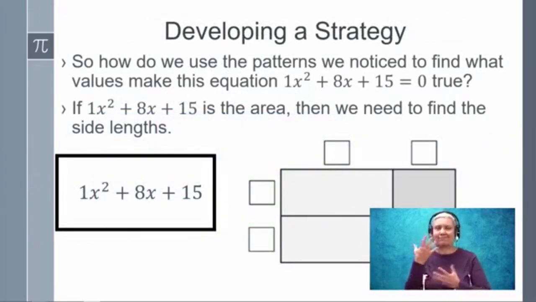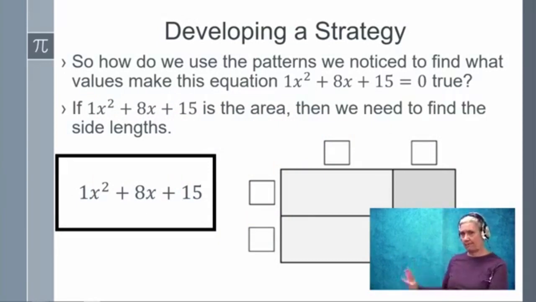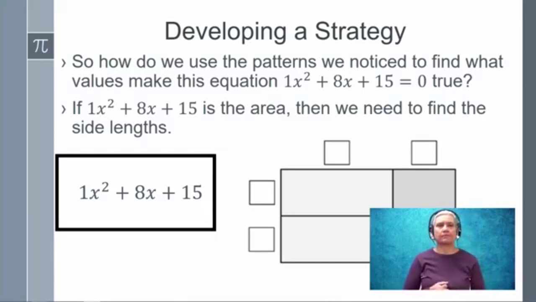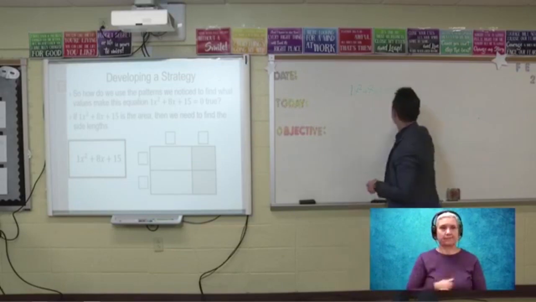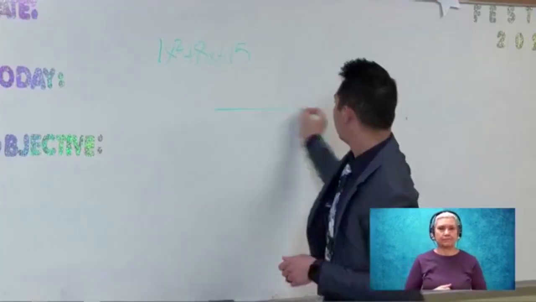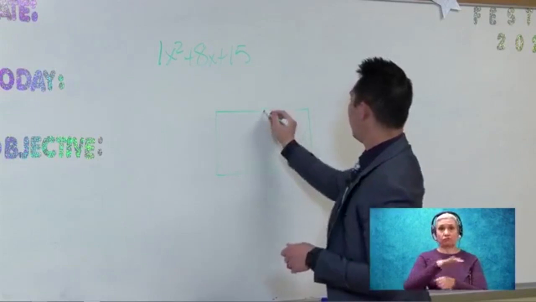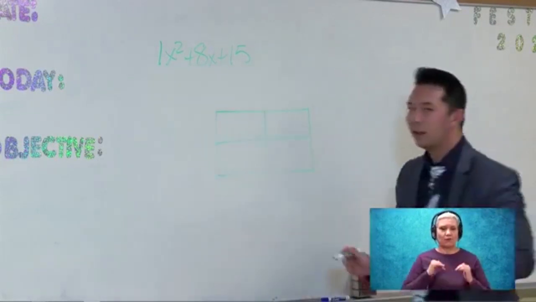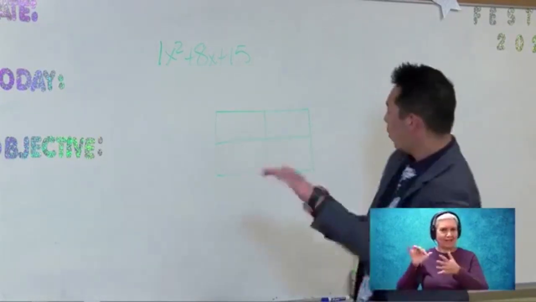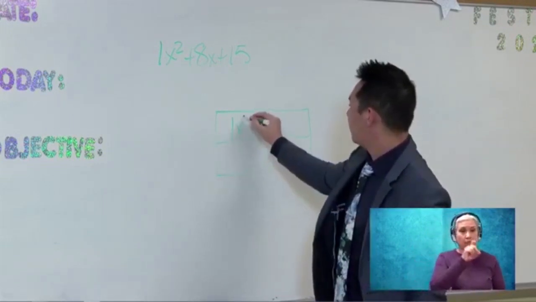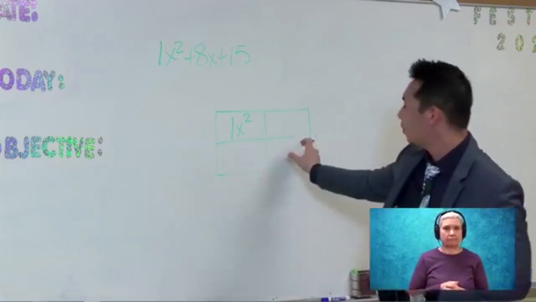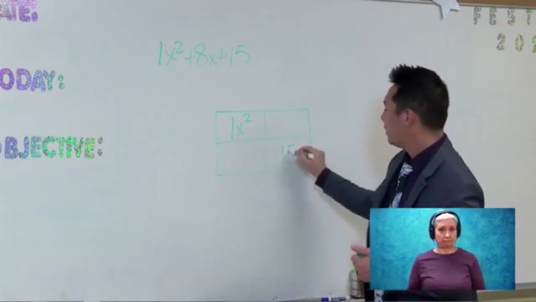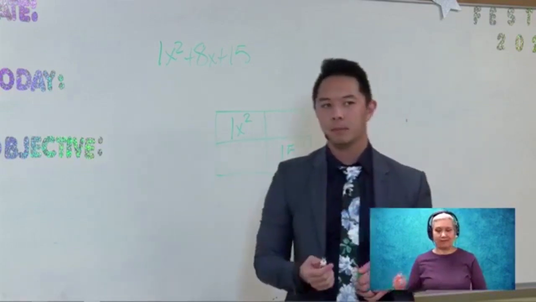Let's come back to that original problem that we could not solve. So in this particular case, we're looking at 1x squared plus 8x plus 15. So I'm going to sketch out this area model. And how can I use those patterns that we noticed to complete this area model? Well, 1x squared is going to go into that upper left-hand corner. We know that to be true for our other area models. In the bottom right, we know that constant term 15 is going to be there.